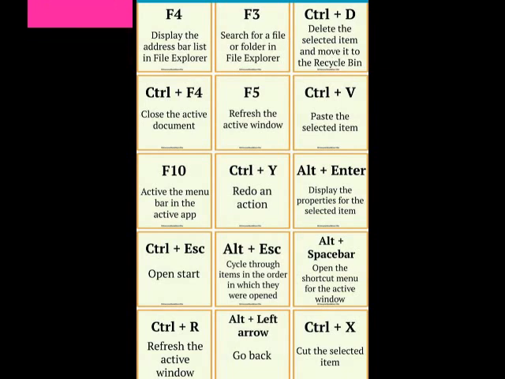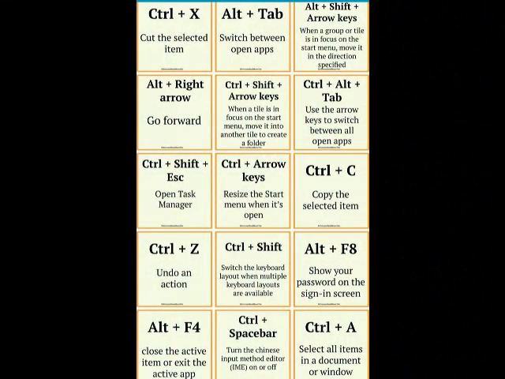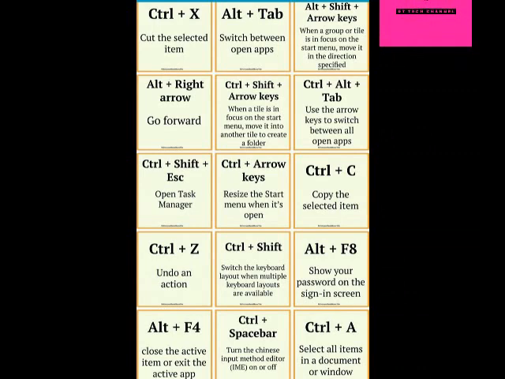If you want to go back from any window, Alt plus left arrow. Ctrl plus X is to cut the selected item. Alt plus Tab. It is the key to switch between open apps. Alt plus Shift plus arrow keys is the key when a group or tile is in focus on the Start menu. Move it in the direction specified.